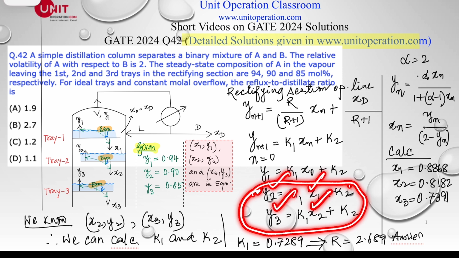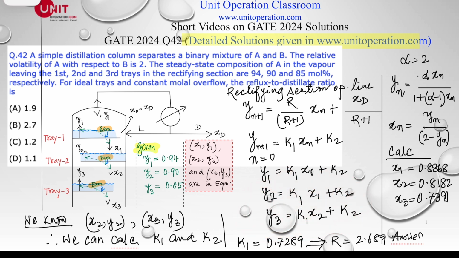there are two equations and two unknowns, K1 and K2. So we can easily calculate the values of K1 and K2, and we know that K1 is equal to this one, so we can calculate the value of R, and the value of R comes out to be this. So 2.689, B is the correct option.